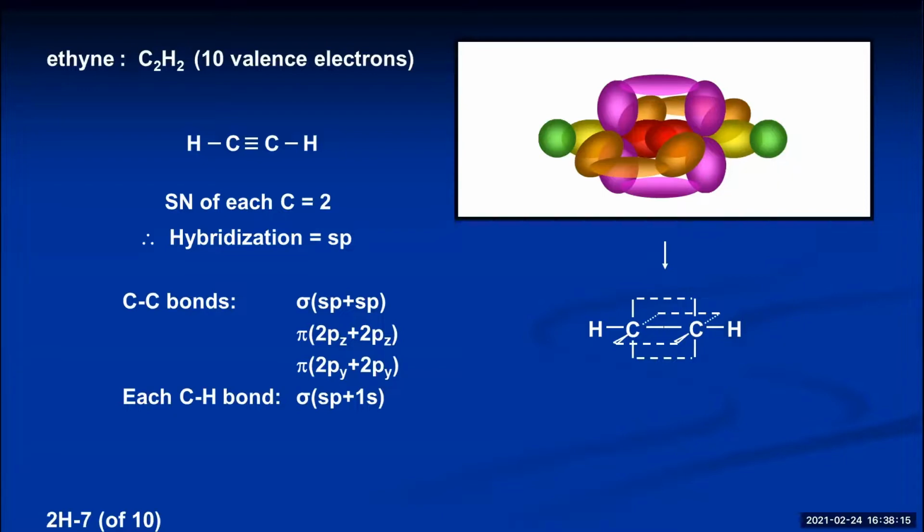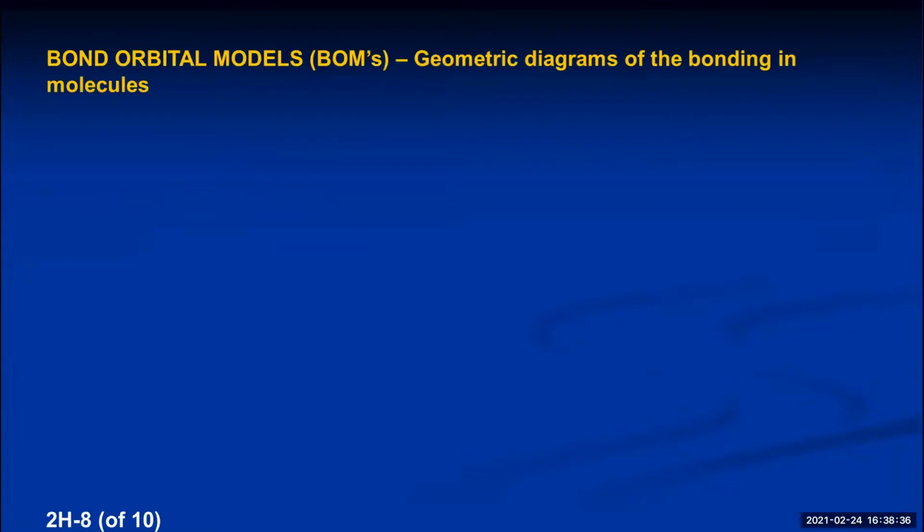So when you're accurately drawing pictures of the geometry of molecules, you're really showing all the orbitals in the valence shell of each of those atoms. So these pictures are called bond-orbital models, because you're showing geometrically where the orbitals are on the carbon and the hydrogen and how those orbitals are being used to bond.